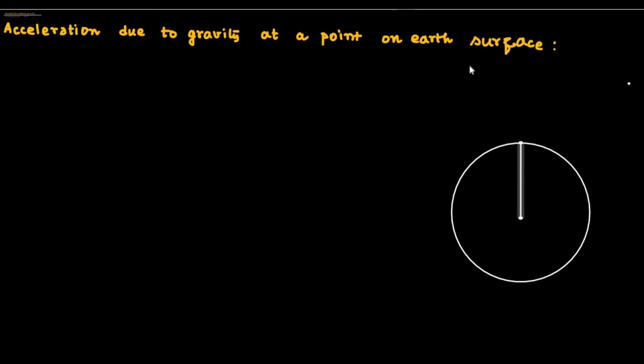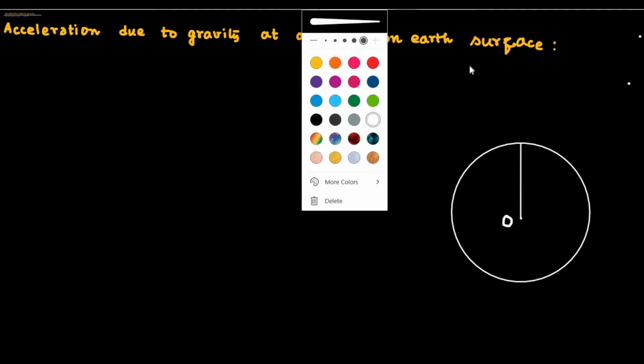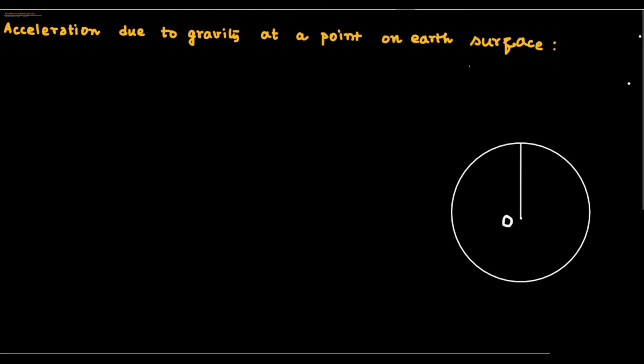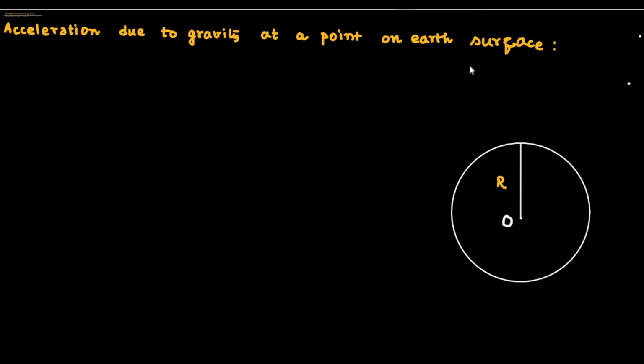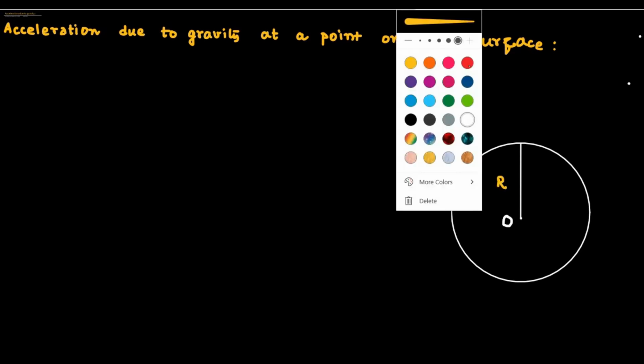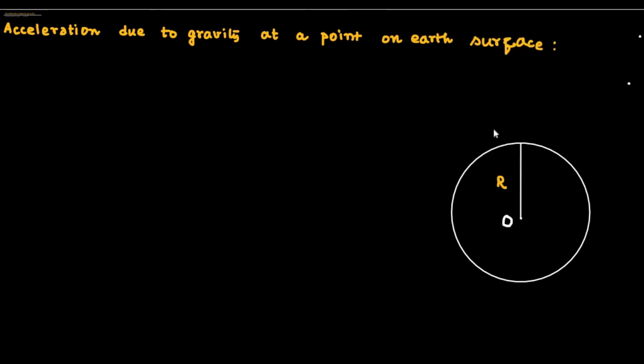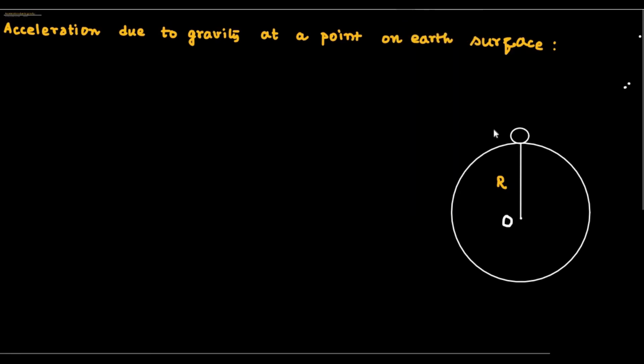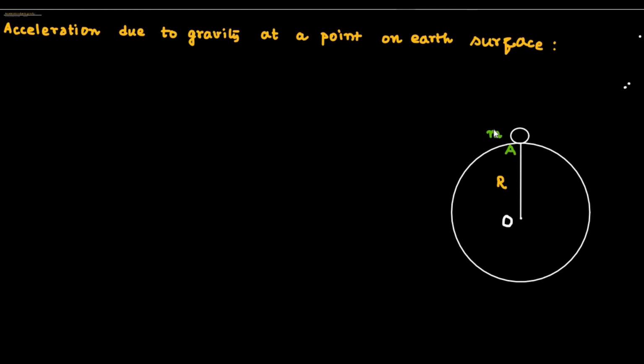In the diagram, O is the center of Earth, capital R is the radius of Earth, and we consider a body of mass small m placed at the point A on Earth's surface. Capital M is the mass of Earth.